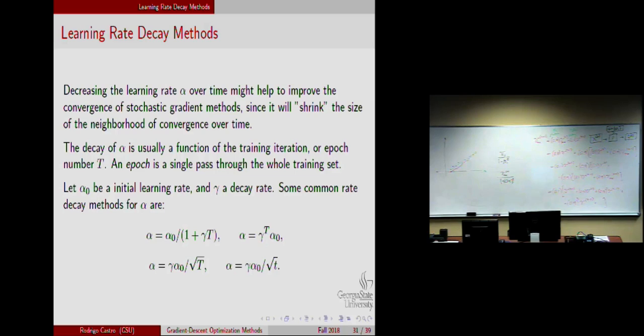So you set the initial learning rate to some number, maybe 0.1, 0.3. And it will be decreasing each iteration, each time running through the data. All of them have the same effect. As t increases, it will decrease the whole thing. Gamma is usually less than 1, so here also it will decrease that.